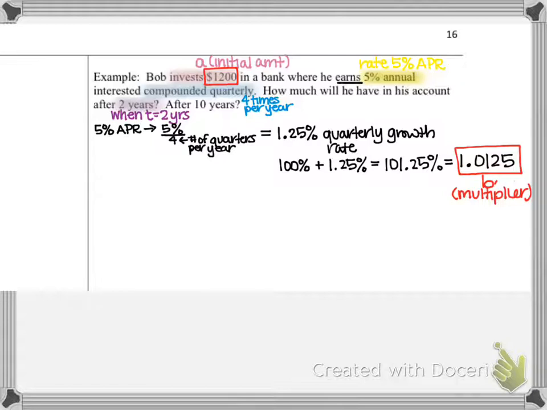Let's think about our time frame here. If we want to, so I'm going to go back to my 2 years business. If I'm turning everything into quarterly, so my percent rate now is quarterly, my multiplier is quarterly, I need to make my time frame into quarterly. So I'm going to go back up here to my 2 years.